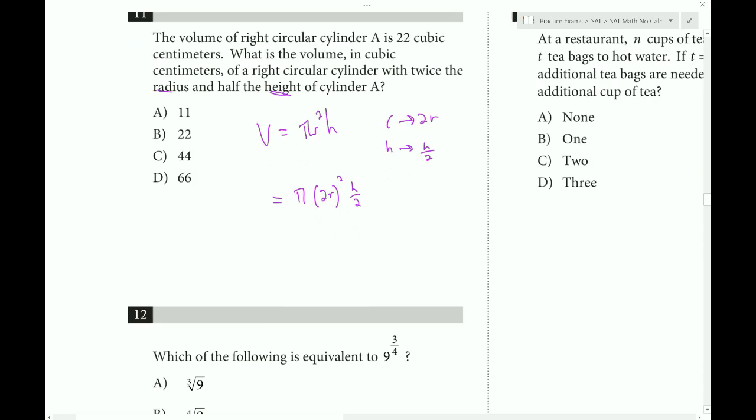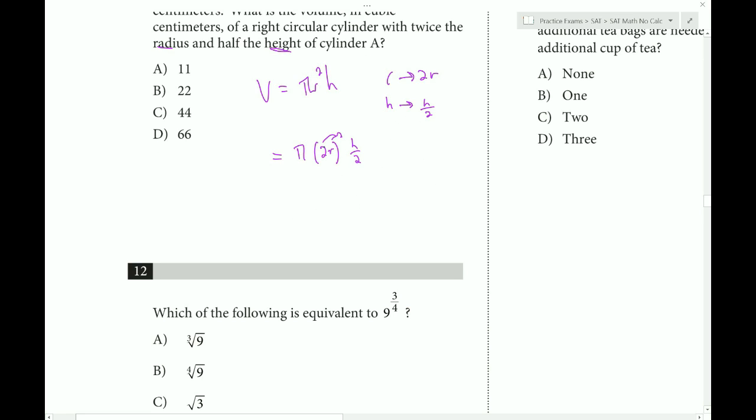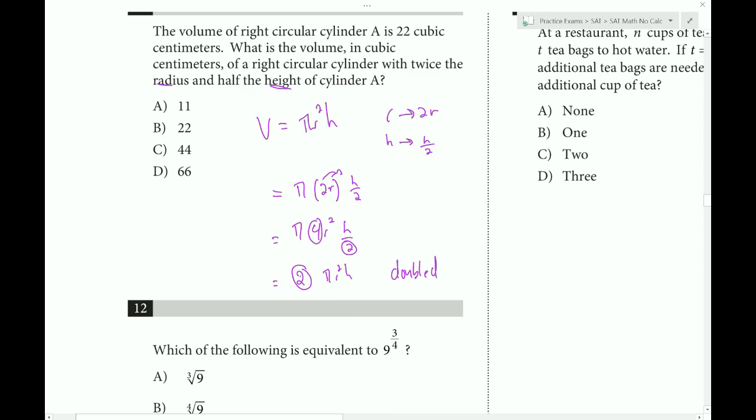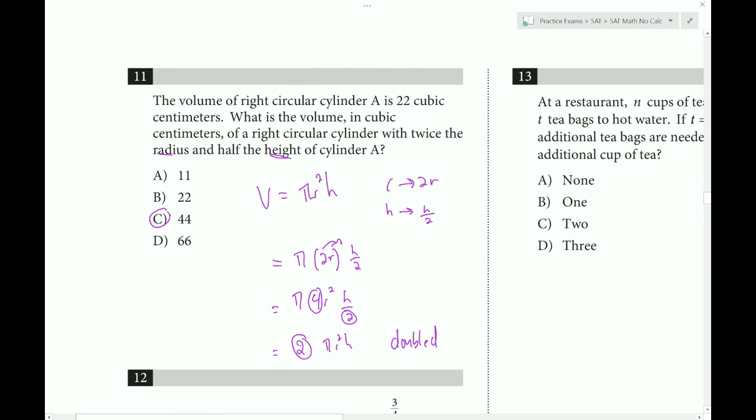Okay. Now this squaring operation ends up hitting that 2 that we put in there. So it ends up being 4r squared, right? And so the new pieces here are the h and the 2 here. So we end up with basically 4 over 2, which is 2 pi r squared h. So this 2 is the new item. So basically the volume doubled, because it's 2 times what it originally was. So if it was originally 22, now it'll be 44.